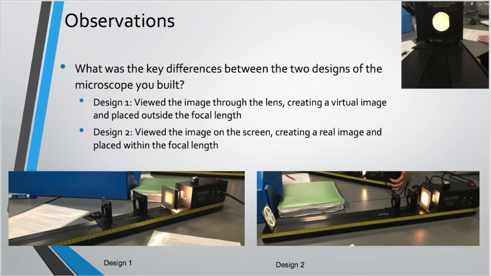The key difference between the two designs of the microscopes we built was how you viewed the image and what kind of images they created. With our first design, you viewed the image through the lens and it created a virtual image that was placed outside the focal length. With our second design, you viewed the image on the screen, which created a real image and that was placed within the focal length.